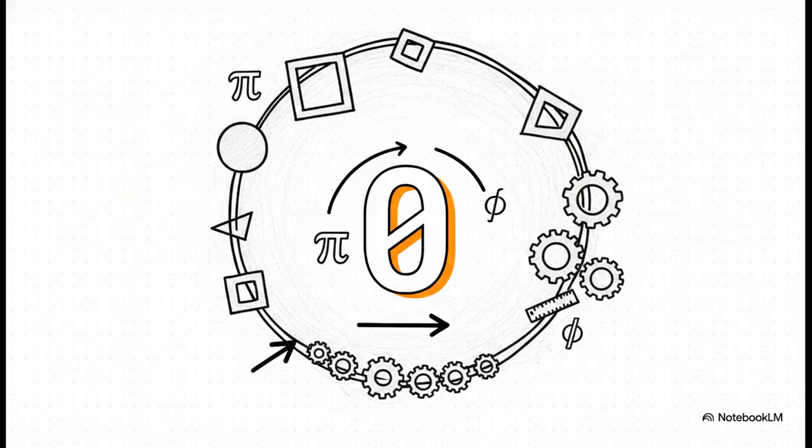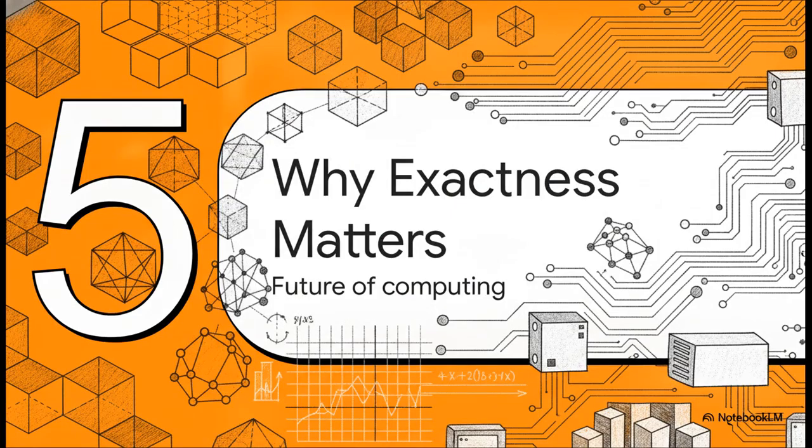Just look at this number, 0. That represents the exact amount of approximation error in the OMI theory when deriving these constants. No magic numbers, no floating point errors, 0 approximations. Section 5. Why exactness matters.